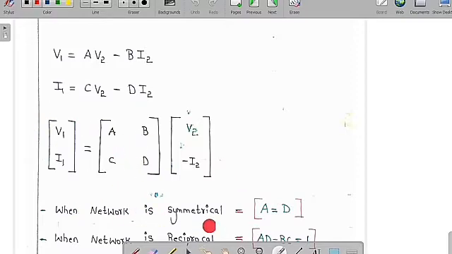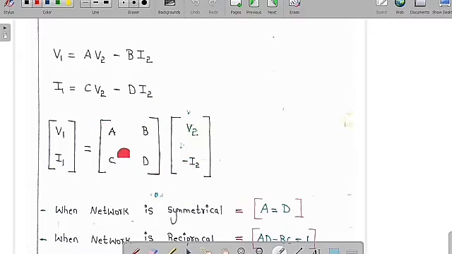A network is said to be symmetrical only when A is equal to D. So whenever A is equal to D, we say that the network is symmetrical, whereas a network is said to be reciprocal only when the determinant of this matrix is equal to 1, which is AD minus BC is equal to 1.